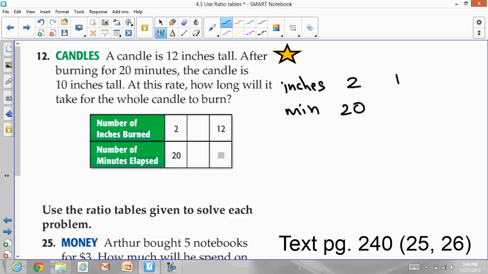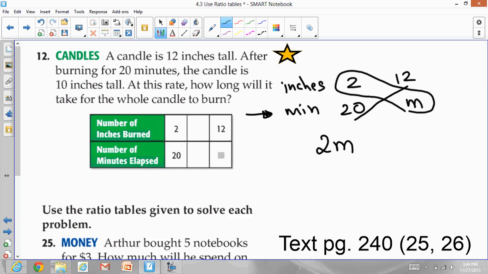So what happens if it is 12? They want to find how long will it take. So I'm going to put an arrow here. That is what I need to find. Once again, the usual steps. 2 multiplies m to give you 2m. And 20 multiplies 12. So 12 times 20. 2 times 2 is 4. 2 times 1 is 2. Just bring the 0 down.